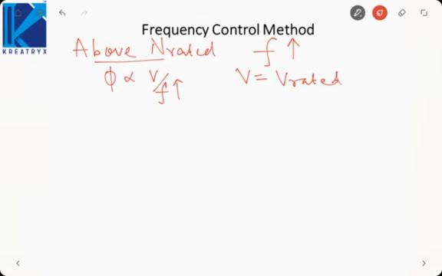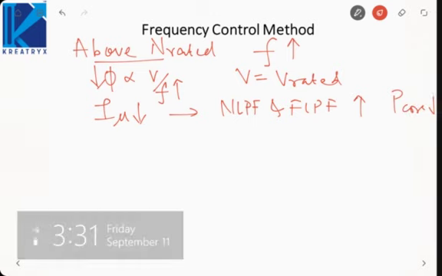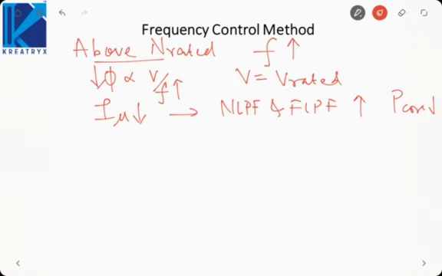So as frequency increases, flux will reduce, due to which I mu will also reduce, due to which no load power factor and full load power factor will increase, as well as iron losses reduce. Due to reduction in flux, iron losses will reduce.